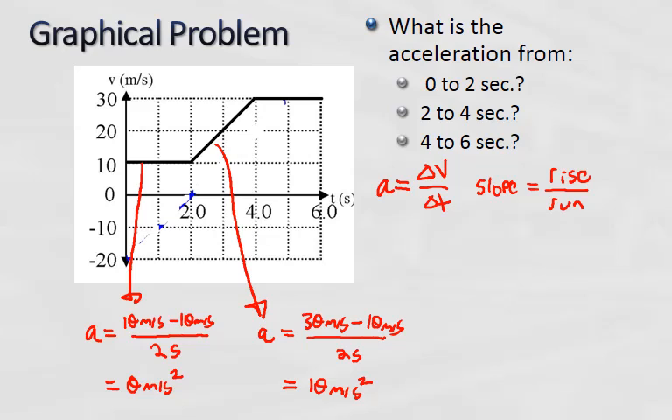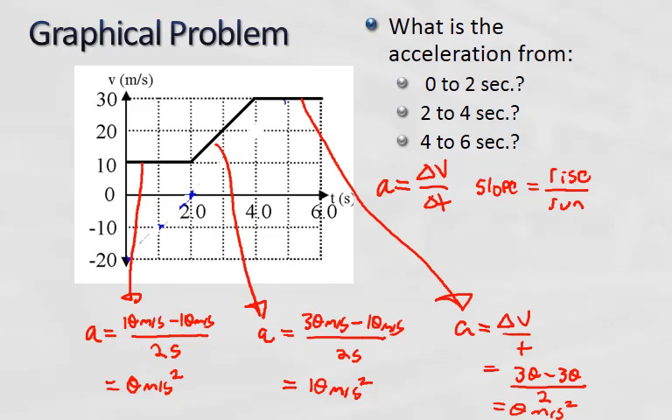During the second portion here, our rise is 30 meters per second minus 10 over 2. So positive 10 meters per second squared, the car's getting faster. And then the last one, the car's not getting any faster. It's staying at 30 meters per second, so it's moving very rapidly, but it's not changing velocity, so there's no acceleration.